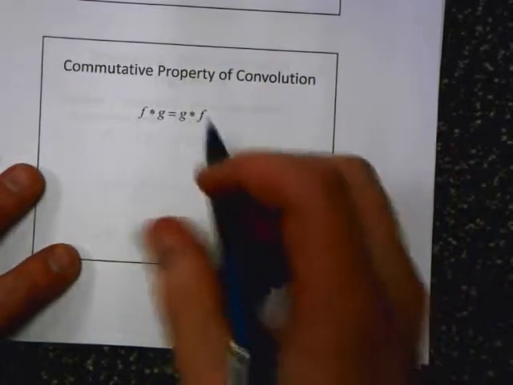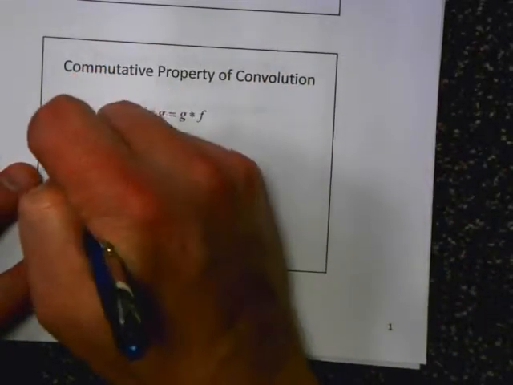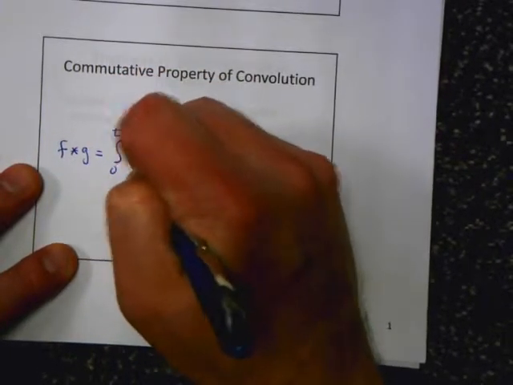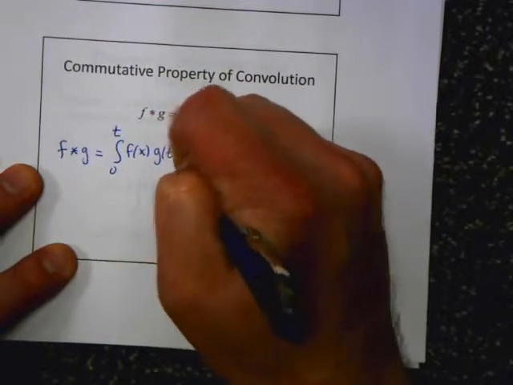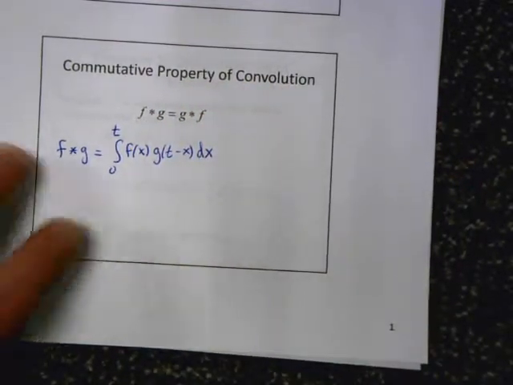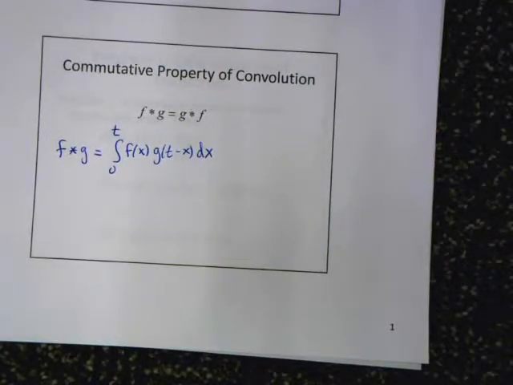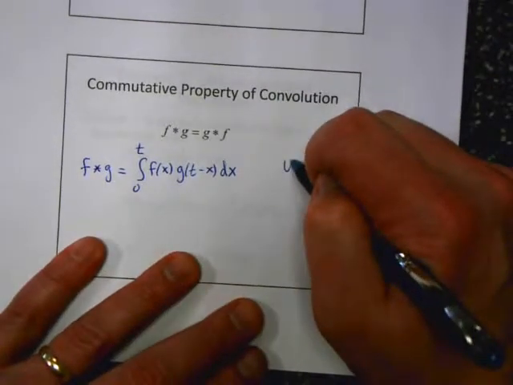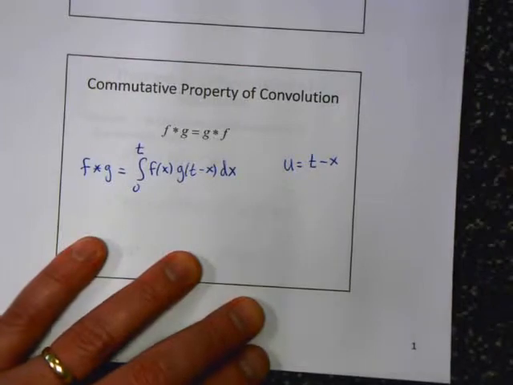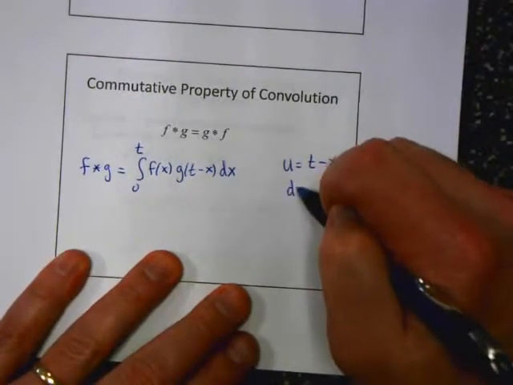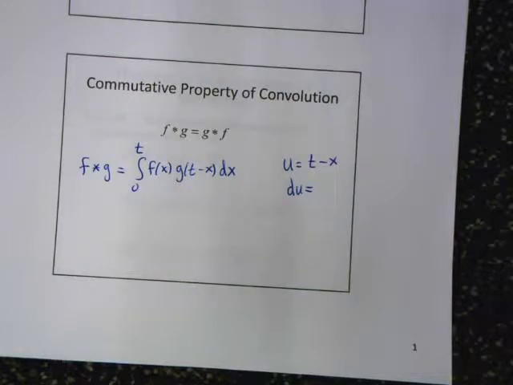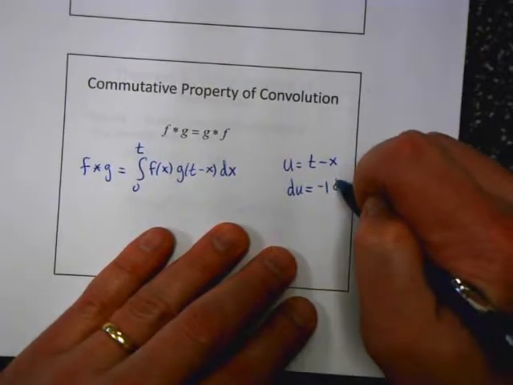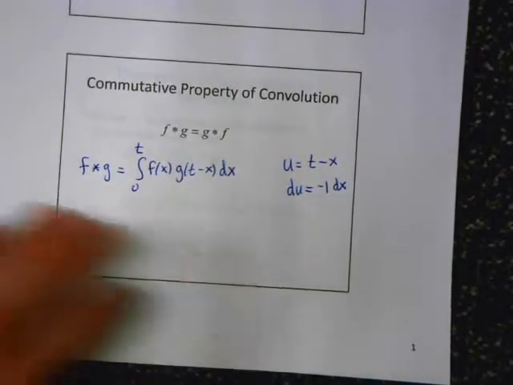I'm going to prove this one because it's fairly easy to do. F star G, by definition, is the integral from 0 to t of f of x, g of t minus x dx. And I'm going to take that and do a u substitution. I'm going to let u be t minus x. If u is t minus x, what's du? Negative 1 dx. So this becomes the integral.